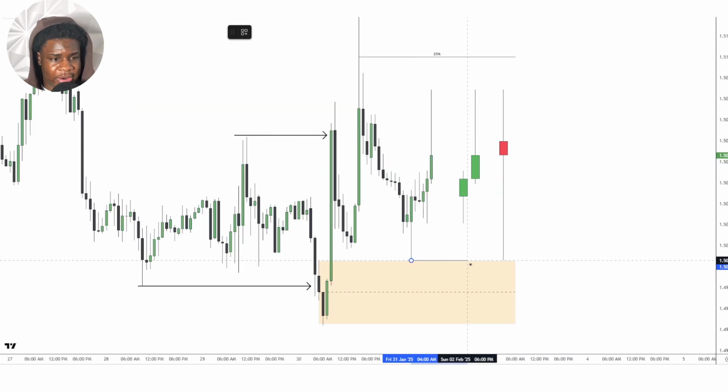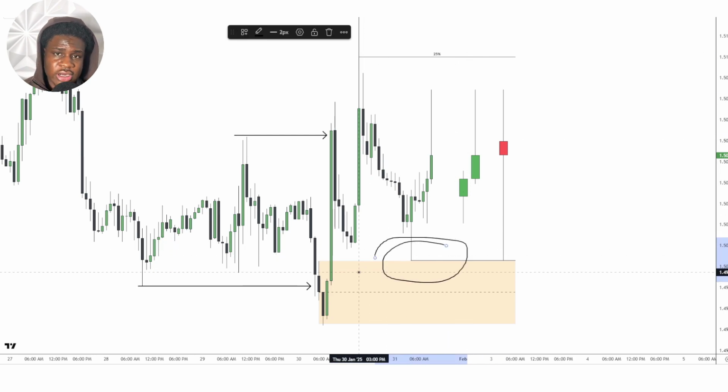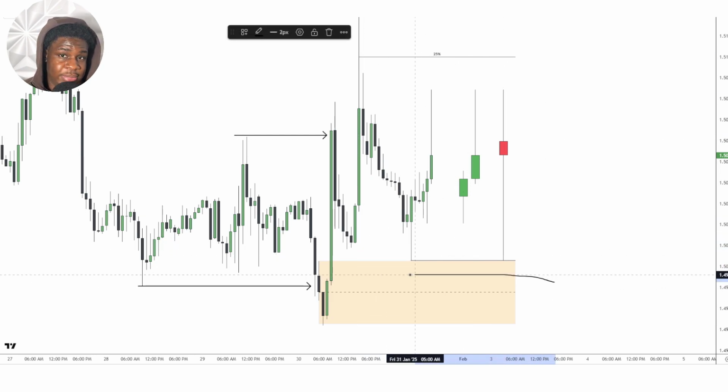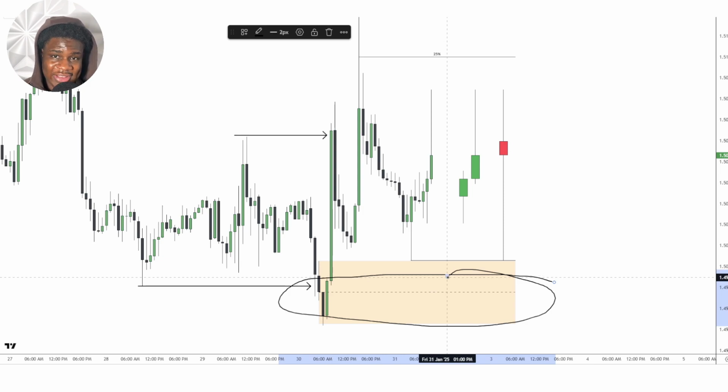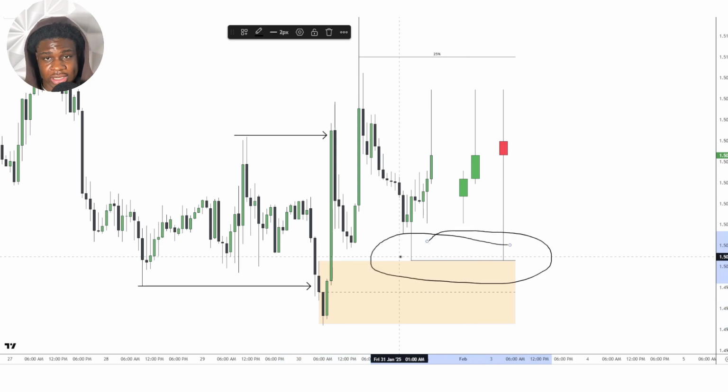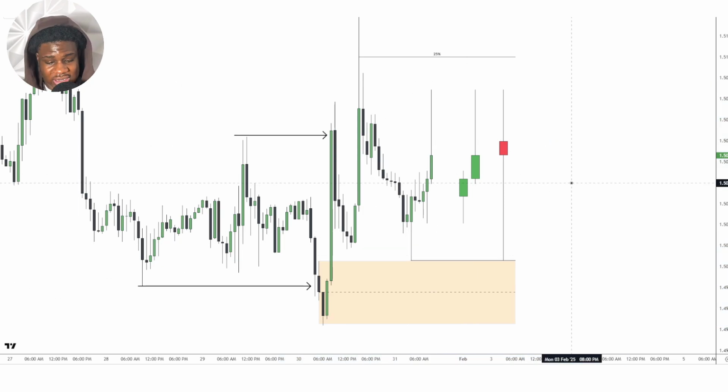As well as above it, we can identify this liquidity pool. So this would be identified as our inducement setup. So not only do we have an unmitigated order block, which is a level that hasn't been tapped into, we have a level of liquidity above us, meaning this is an A+ setup. Now, the last thing that we want to do is wait for time. The New York session is just about to open up.